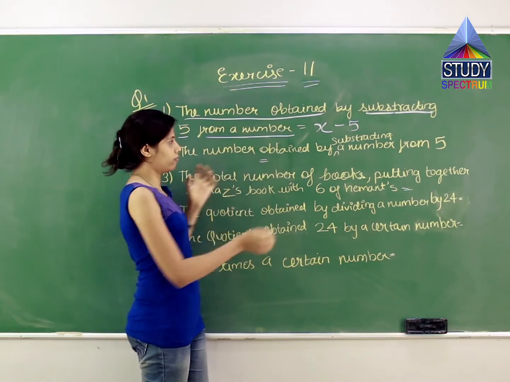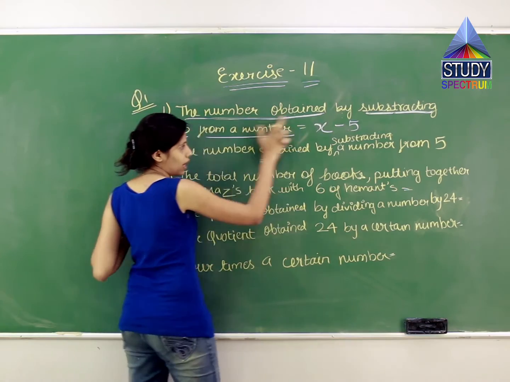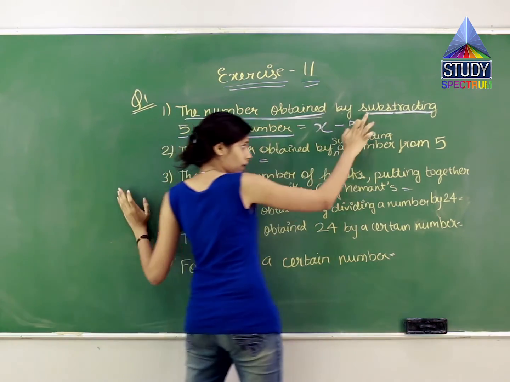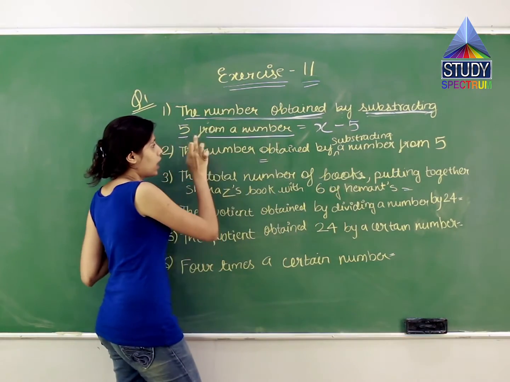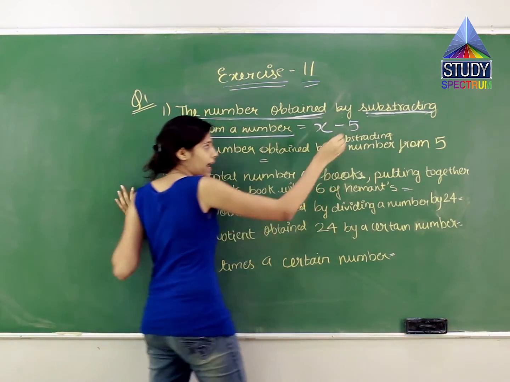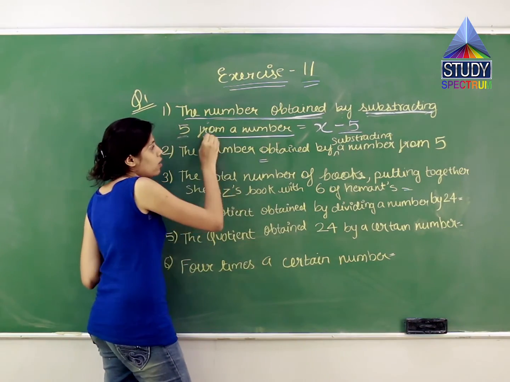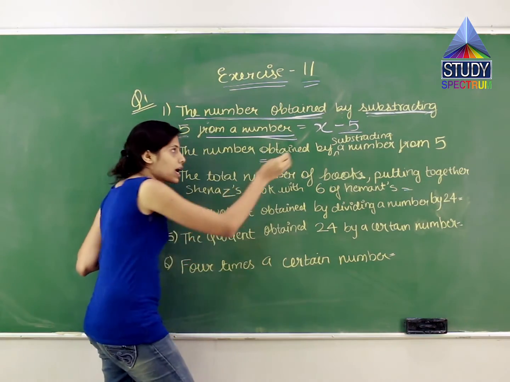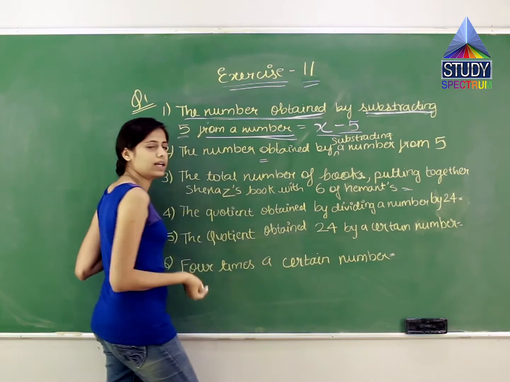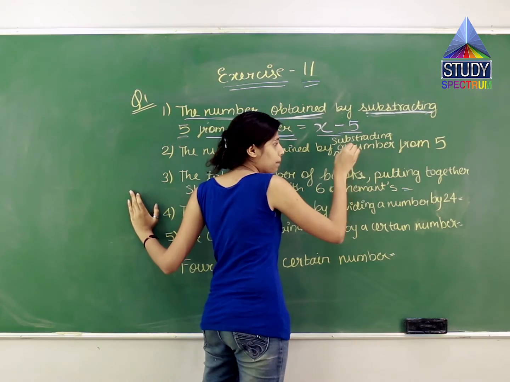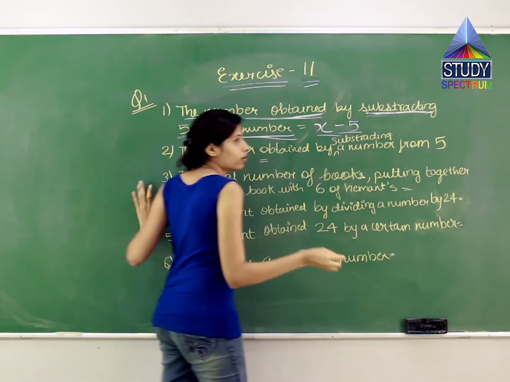So first what we have done, we have read the question in which it says you have to write one answer by subtracting 5. Means what? Subtracting 5 means what? 5 को माइनस करना है, पर किससे माइनस करना है? From a number which is x over here. Now the next question. The number obtained by subtracting a number from 5.